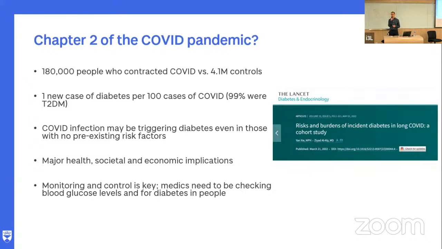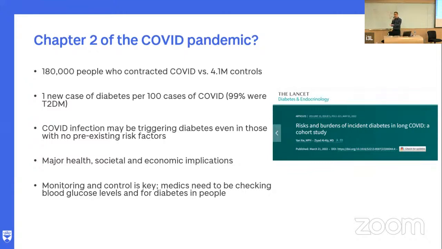95% of those have type 2 diabetes. But if you think about the COVID pandemic and subsequently, because COVID hasn't gone away by any means, those that have been infected with COVID, 1 in 100 of those have that increased risk of developing type 2 diabetes. So what we have is a major global issue with individuals suffering from diabetes.